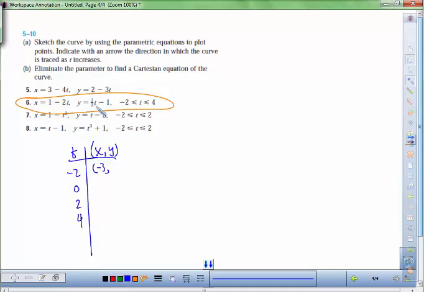-3, comma, -2. 0 is a nice easy one. When t is equal to 0, I'm at 1, comma, -1. When t is equal to 2, I am now here at... wait, I think we did the first one wrong. It should be positive 3, -2. For serious? Really?